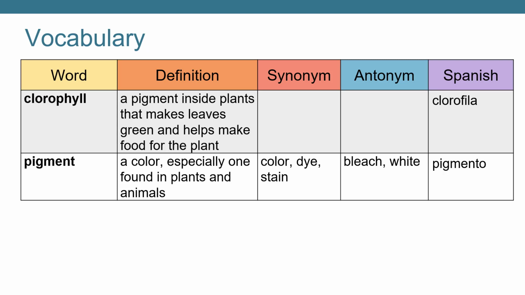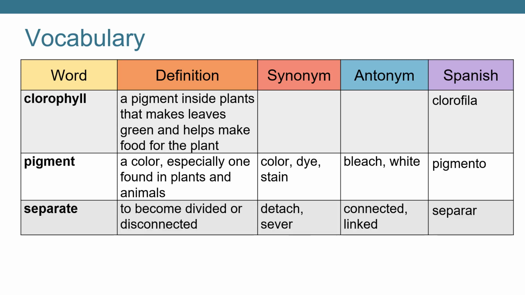Then we have the word pigment. Pigment is a color, especially one found in plants and animals. A synonym or word that means the same would be color, dye, or stain, and an antonym could be bleach or white. In Spanish, it's pigmento. Finally, we have the word separate. Separate means to become divided or disconnected. A synonym or word that means the same would be detach or sever, and an antonym or opposite could be connected or linked. In Spanish, separar.